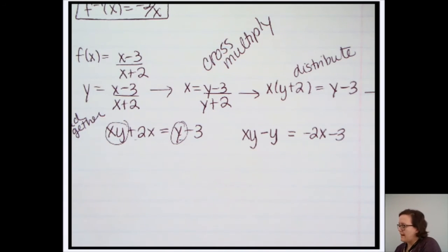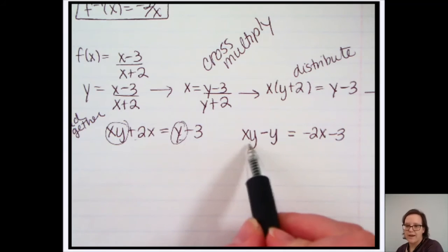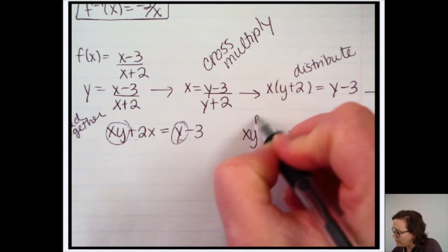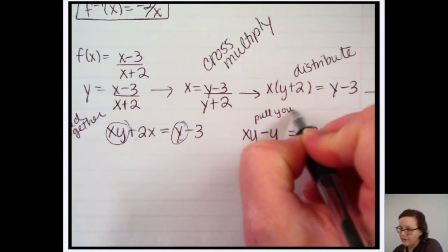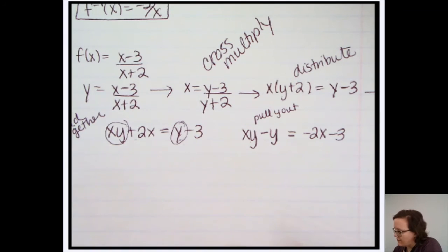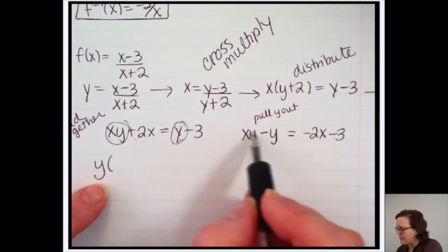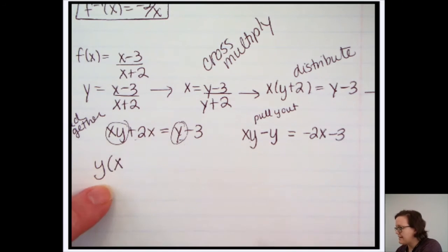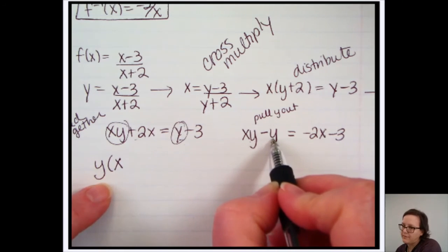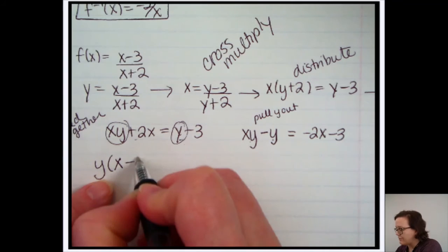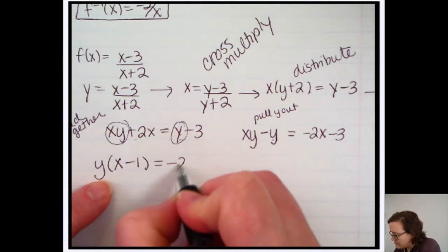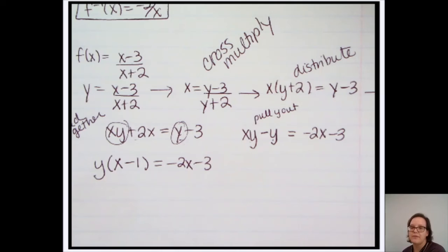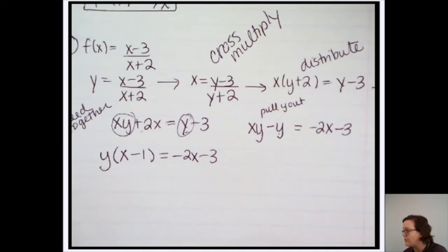Now, we need to make this where we can work with our y's together. So all you have to do is pull the y out. So now we have y, pull it out. And what are we left with in that first term? Well, we are left with an x. And if we pull out a y here, that just means divide, you're left with -1. So we have y times x minus 1 equals -2x minus 3.